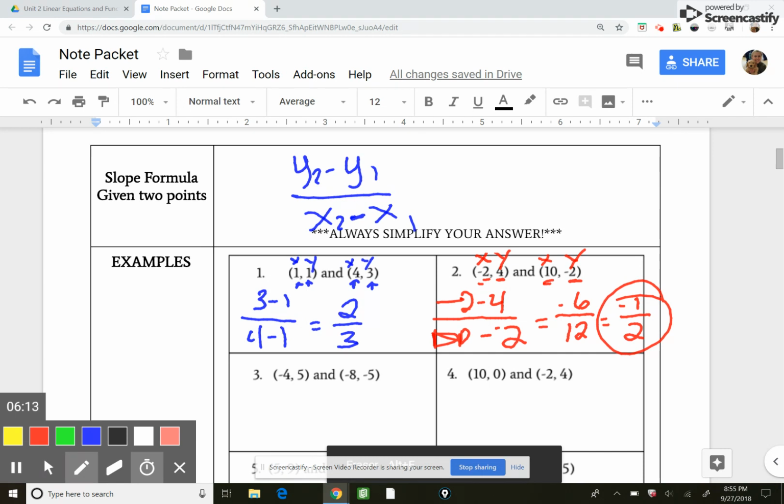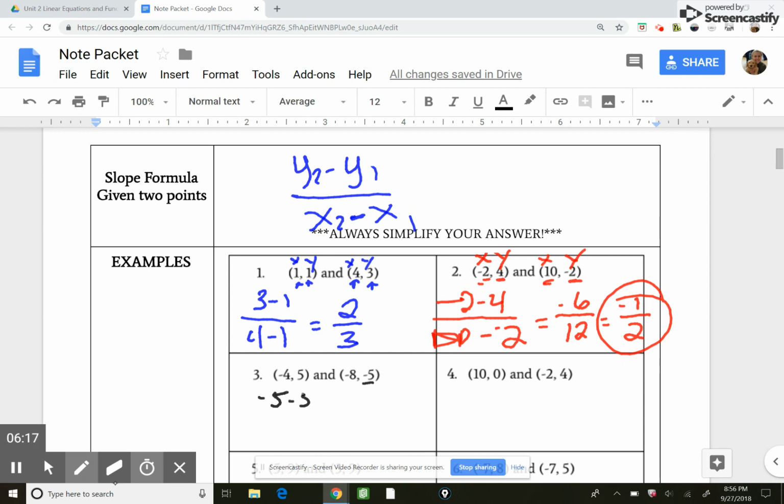For number 3, negative 5 minus 5 over negative 8 minus negative 4. So negative 5 minus 5 is negative 10. Then negative 8 plus 4 is negative 4. And if you type this in your calculator and reduce, you get 5 over 2. Two negatives make a positive again.